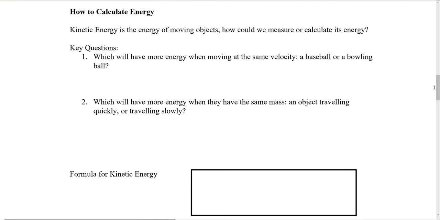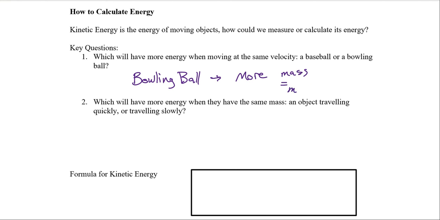Now, how do we calculate energy? Well, let's start with the easy one, talking about kinetic energy, stuff that's moving. And let's just have a couple questions to help us understand. What would have more energy when it's moving at the same speed, a baseball or a bowling ball? I suspect you guys would say that a bowling ball has more energy. And what it just means here is that more mass would mean more energy.